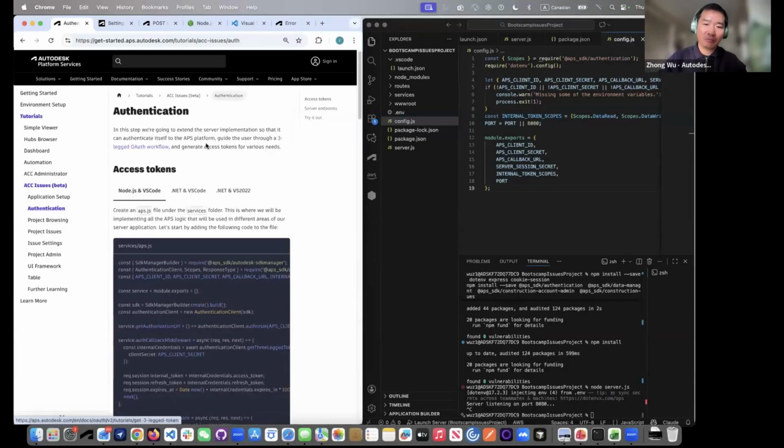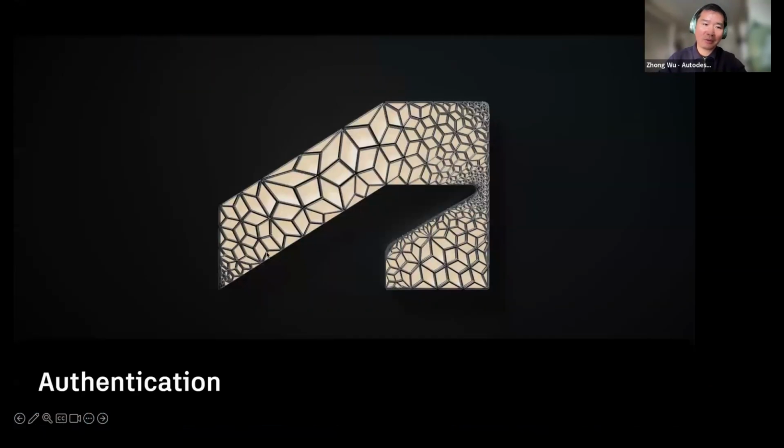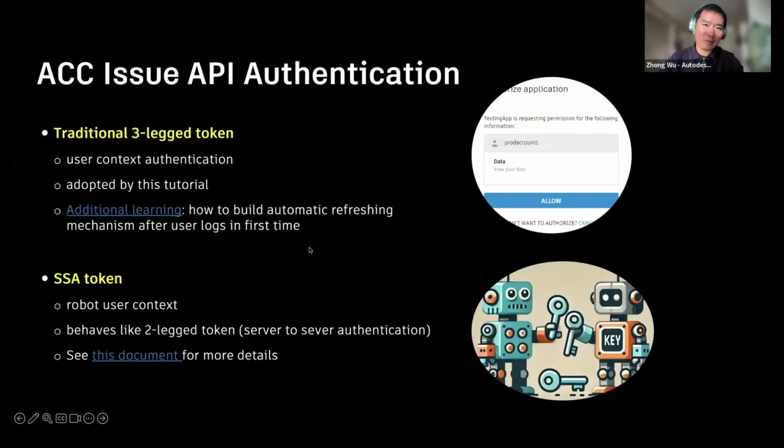We are going to talk about authentication. Authentication is actually a very basic API service. But one thing you need to be aware of is that for authentication, we have two different types of tokens, three-legged and two-legged, and ACC Issue only supports the three-legged token.